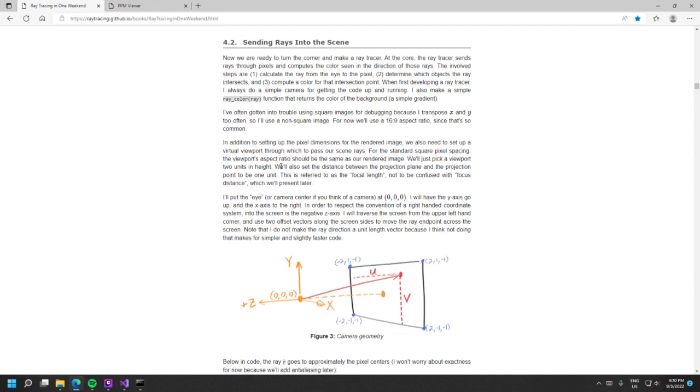Okay. I'll put the eye or the camera center at 0, 0, 0. So it's this point. The y-axis going up, x-axis to the right, and z is here. Yes. So we are going to traverse the screen from the upper left-hand corner, and use 2 offset vectors along the screen sides to move the ray endpoint across the screen. I am not exactly following, so I think we'll have to see what it turns out to be.